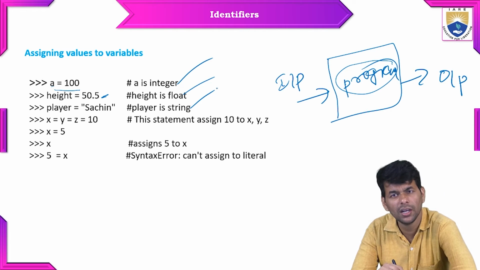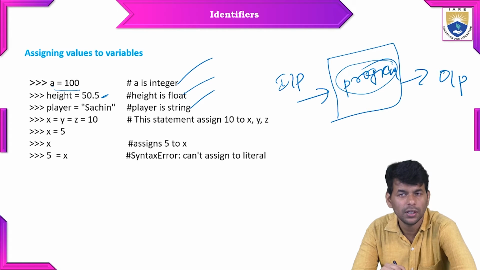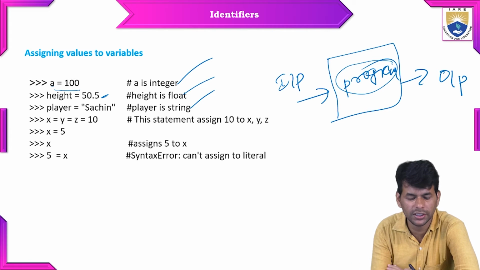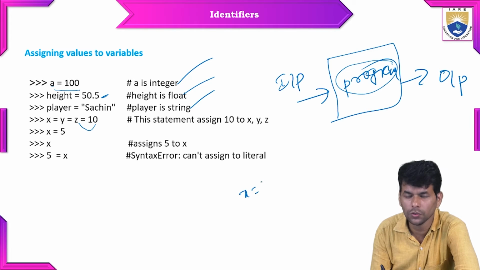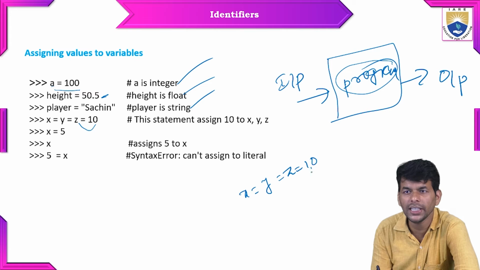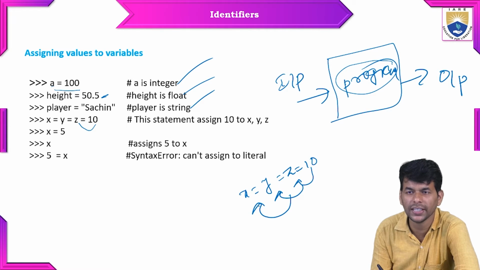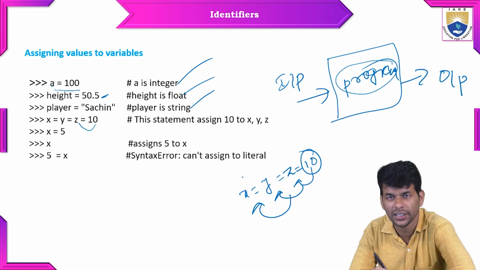The next one is x equal to y equal to z equal to 10. This means we can assign a single value at a time to all the variables. So 10 is assigned to z. What is happening here? X equal to y equal to z equal to 10 means that 10 is assigned to z, as well as to y, and as well as to x. So these are the three variables which we are having, storing the value 10.